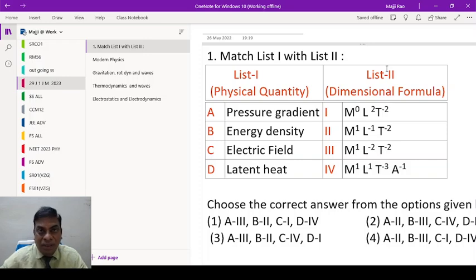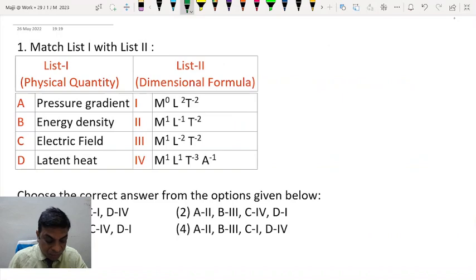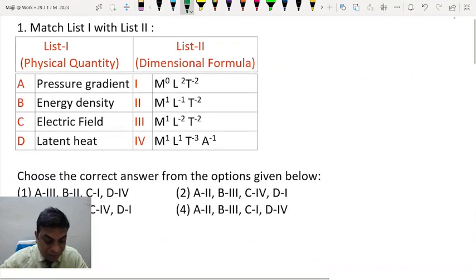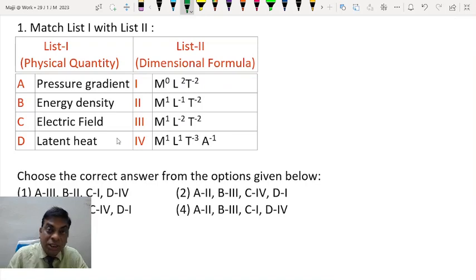Today we'll be discussing questions from units, dimensions, kinematics and friction which were asked in the first half, that is the morning session of 29th January 2023. So let's begin. So we have the first question here. You can see list 1 has certain physical quantities and list 2 has the corresponding dimension formula. So we have to match that.